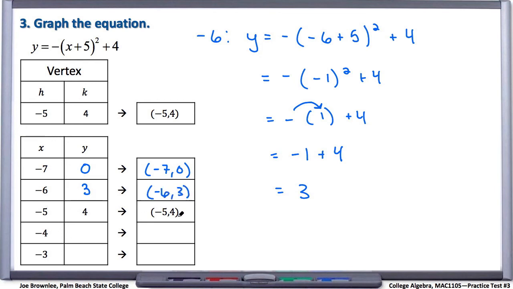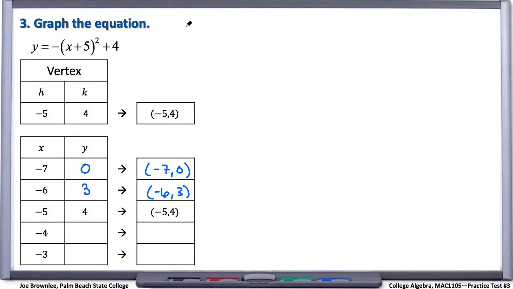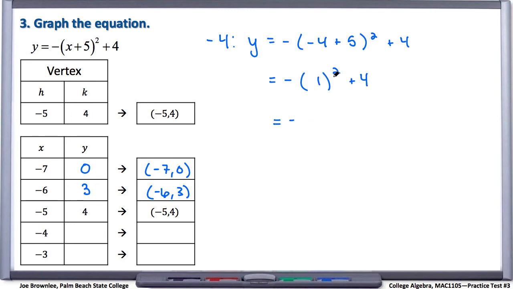We've got our vertex there in the middle, and now we'll take a look and see what happens when x is negative 4. All right. So we have y equals negative, quantity negative 4 plus 5, squared, plus 4. Negative on the outside. Negative 4 plus 5 we know is positive 1. Again, the negative comes down. Positive 1 squared is still positive 1 plus 4. We're going to distribute that negative through, so we get negative 1 plus 4. And again, we end up with positive 3. So when x is negative 4, the corresponding y value is positive 3.